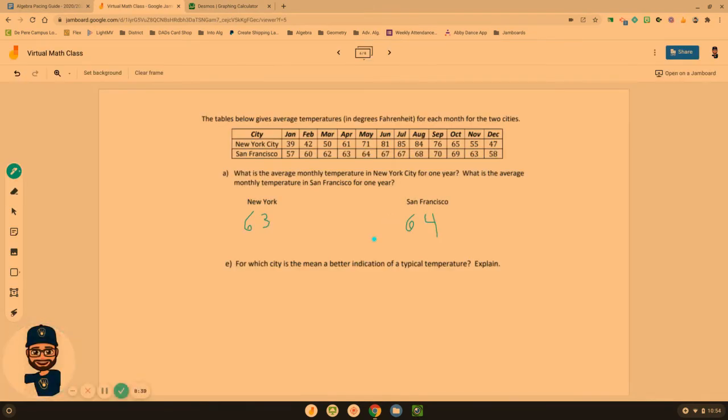Now, I skipped a few questions from the packet. However, part E is asking us which city the mean is a better indication of a typical temperature and why. Well, now we have an official way for us to calculate, right? When they ask us if the mean is better, that's what they're talking about for standard deviation. We can look at the standard deviation to tell how much variability the data has.